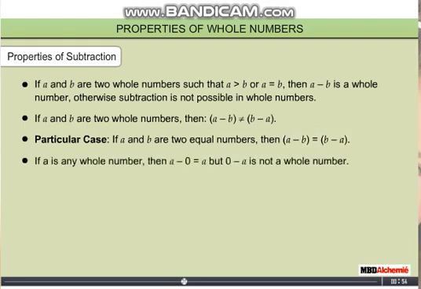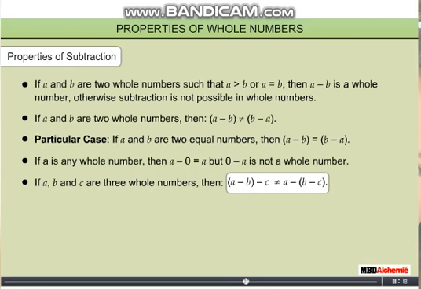If A is any whole number, then A minus 0 is equal to A. But 0 minus A is not a whole number. If A, B, and C are three whole numbers, then A minus B minus C is not equal to A minus B minus C generally.